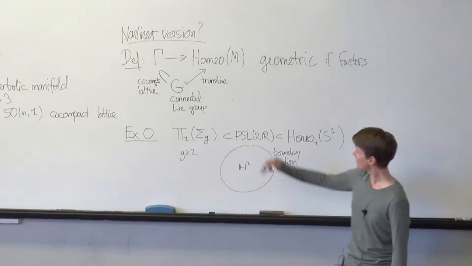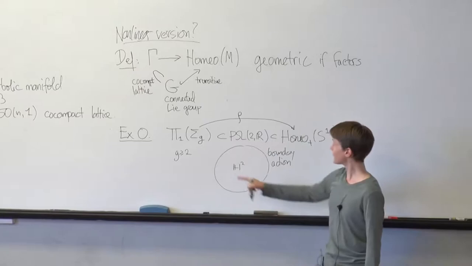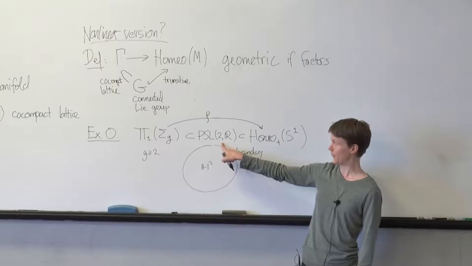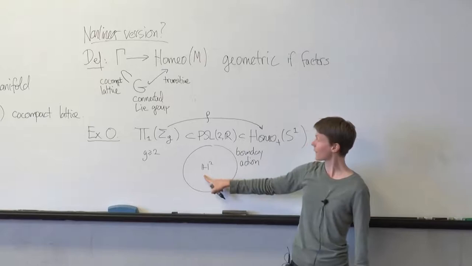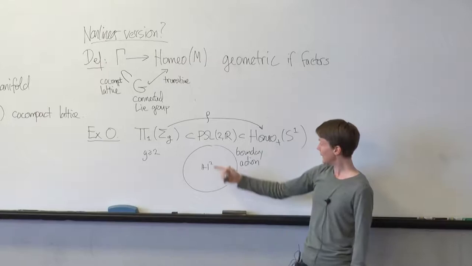Okay. All right. So this composition, if I call this rho, that's an action of a surface group on the circle, which is geometric because I cooked it up that way. I put this inside of here, put a hyperbolic structure on the surface, if you like. Its fundamental group is now acting on the universal cover, the hyperbolic plane, by isometries, in a way that this is a lattice in this group. And this acts nicely on the circle.